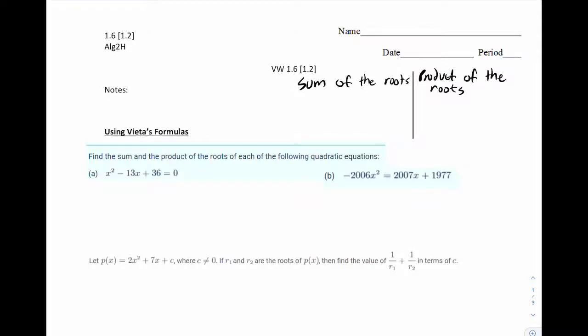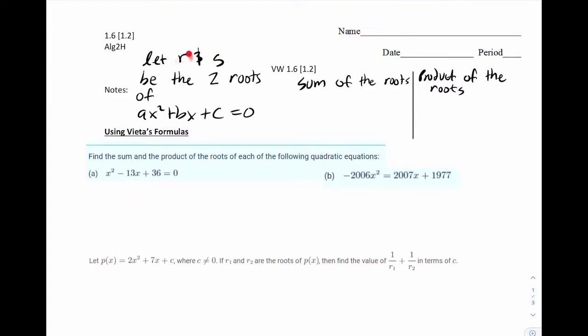Welcome to VW 1.6. We're going to quickly summarize what we went over in class. We're going to let R and S be the two roots, or the solutions, of ax squared plus bx plus c equals 0. So R and S are just common letters we're going to use. This is what we worked on in class.